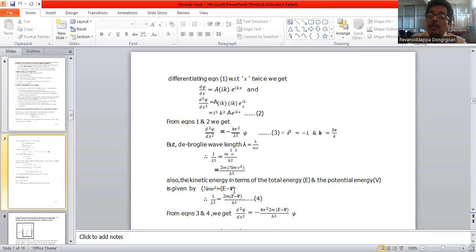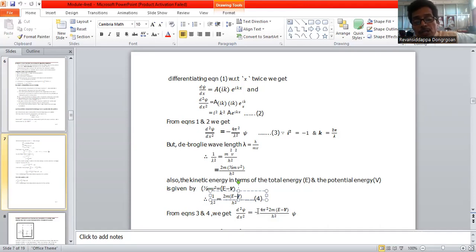So only in the simplified form I wrote it here directly. This is the fact. So E minus V is nothing but the kinetic energy. Wherever half mv square is there, I directly substitute E minus V. So instead of half mv square we put E minus V. So 1 by lambda square is equal to 2m into E minus V divided by h square. This we call equation number 4.